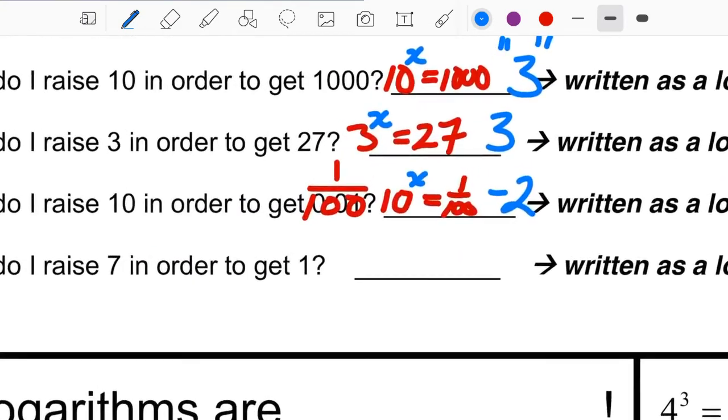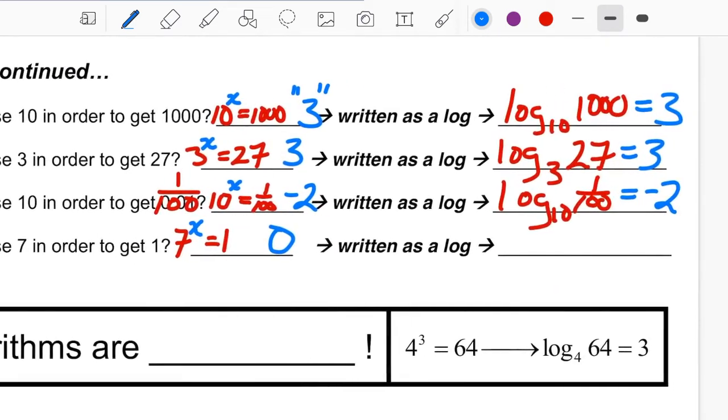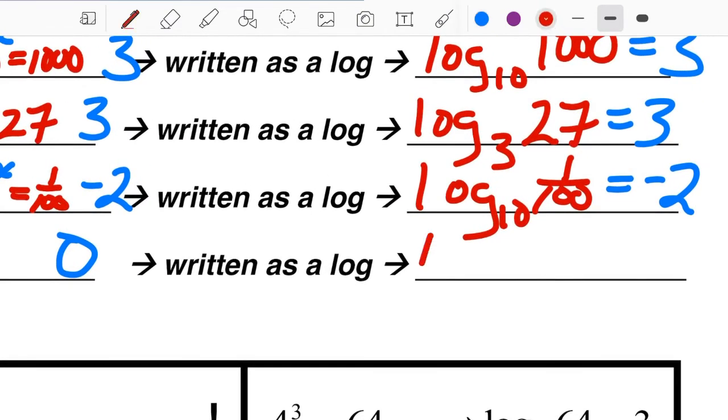This is interesting. 7 to what power gives you 1? Wait a minute. That's always going to be the 0 power. Right. Anything to the 0 power equals 1, which allows us to make a statement that the log base 7 of 1 is going to equal 0.